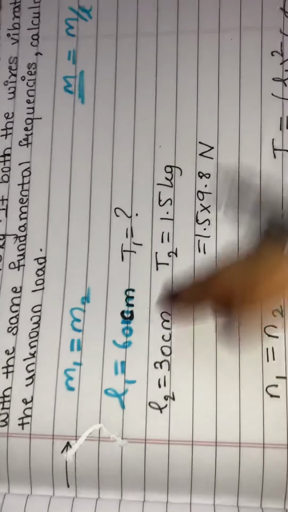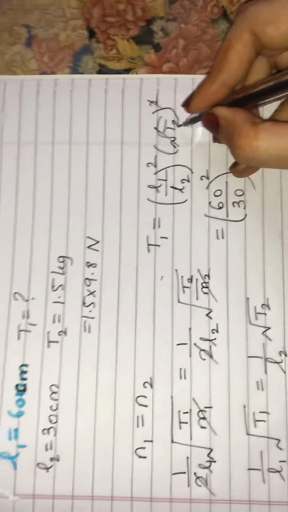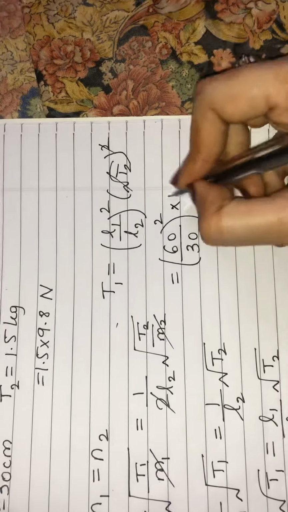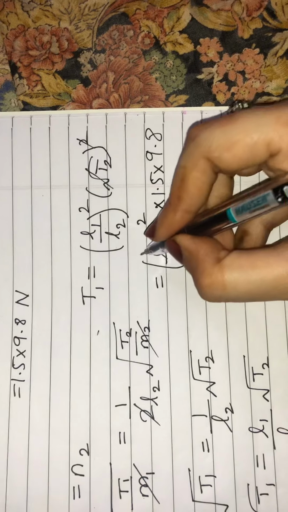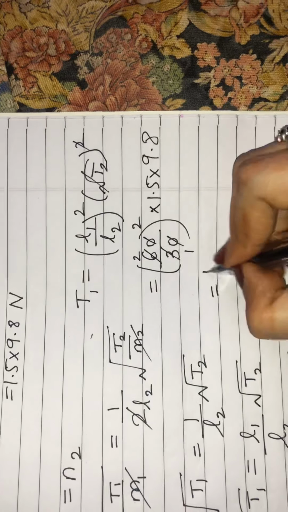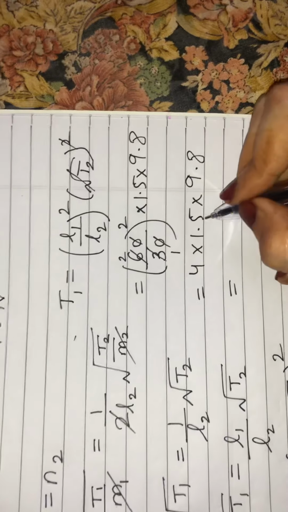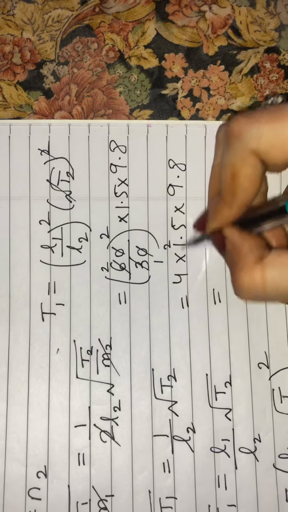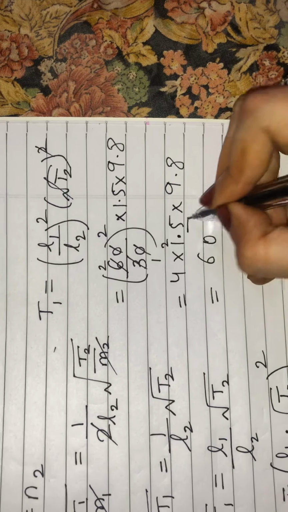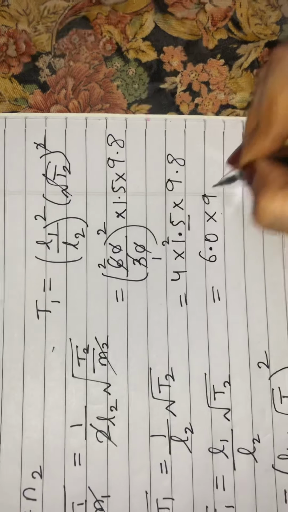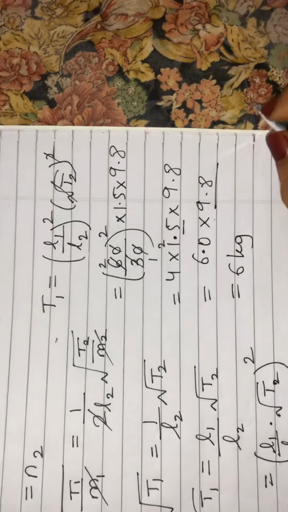L1 upon L2, what is L1? 60. What is L2? 30. Here the whole square. And what is T2? 1.5 into 9.8. Zero, zero gets cancelled. 3 1s are 3, 3 2s are 6. So 2 square, that is 4 into 1.5 into 9.8. Now multiply 4 with 1.5. 4 5s are 20, 4 1s are 4, 5, 6. We have one digit after the point, so we'll put the point over here, into 9.8. So this is 6. If we remove this 9.8, it will become 6 kg.